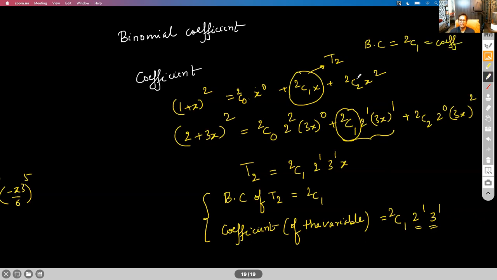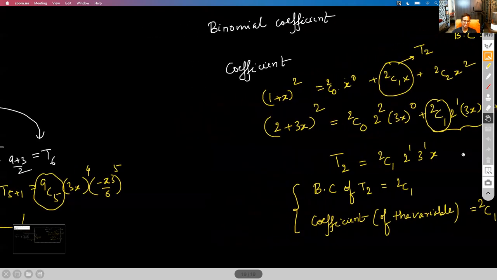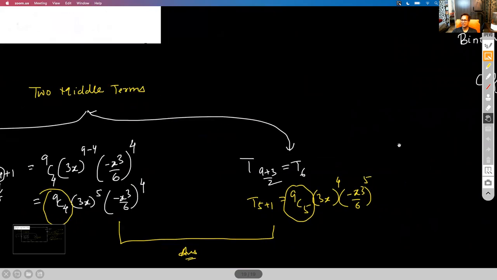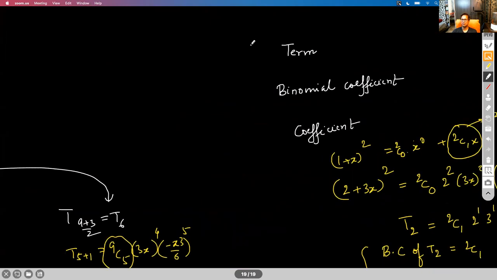That means coefficient of the variable. Variable here is your x. Okay. So I'm not trying to say that binomial coefficient and coefficient will always be different. There will be occasions when your coefficient itself is your binomial coefficient. So that will depend on question to question. This is very important. Don't make a mistake about it. Are you clear about the difference between these three terms?